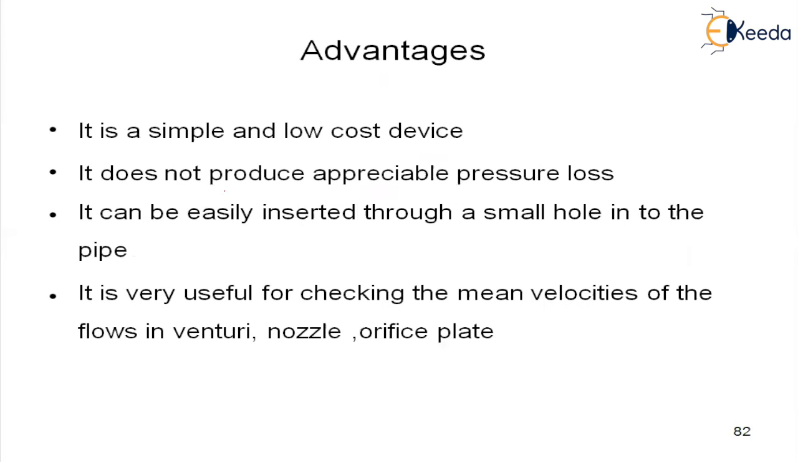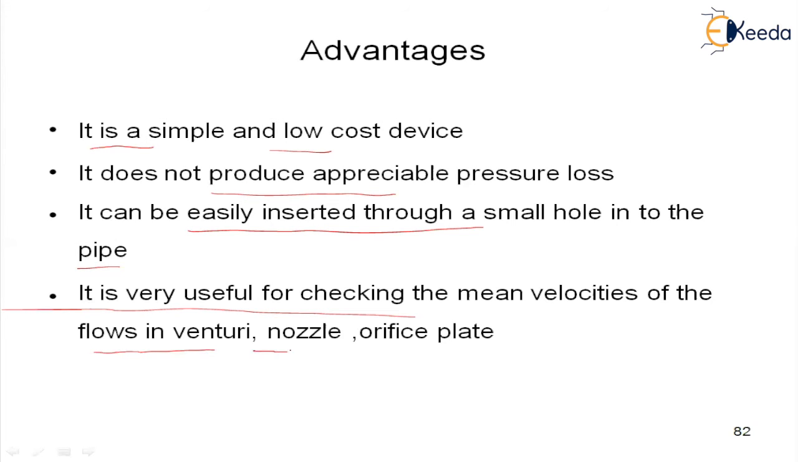Now I am going to the advantages and disadvantages. The pitot tube is very simple and the cost is very low, and it does not produce any pressure losses. It can be inserted through a small hole into the pipe. We cannot make a big hole, otherwise the pipe will get damaged and more losses will occur. It is very useful for checking the mean velocities of the flows in venturi, nozzle, and orifice plate. How to find the mean velocities, I'm going to tell you later with respect to the problem.